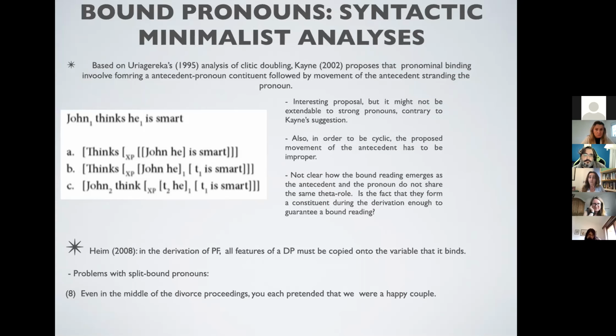Also, it's not clear how the bound reading emerges as the antecedent and the pronoun do not share the same theta role. So Kayne is against this idea that an element can receive more than one theta role. So is the fact that they form a constituent during the derivation enough to guarantee a bound reading? Heim proposed a different type of analysis in which he thinks that in the derivation towards PF or LF, all features of a DP antecedent must be copied into the variable that it binds. It has problems with split bound pronouns, as Ilkyung discusses.